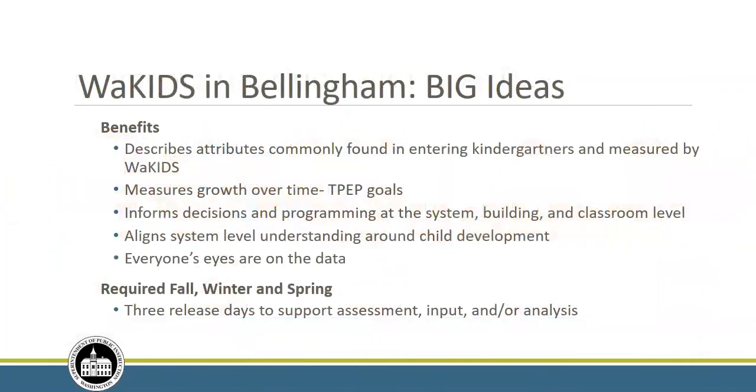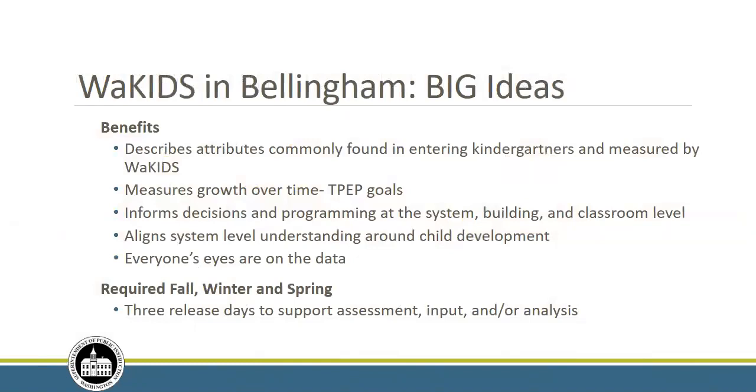So WAKIDS in Bellingham, what are those big ideas? Well, we've seen lots of benefits. In fact, I was just talking to a teacher last night about assessment, and she did not even mention GOLD. It's just kind of a way we do business now. What we do find as the benefits is it really does help us understand those entering kindergartners, and it gives us common language to use, not only amongst our K community, but with our first grade teachers, but also our preschool partners.